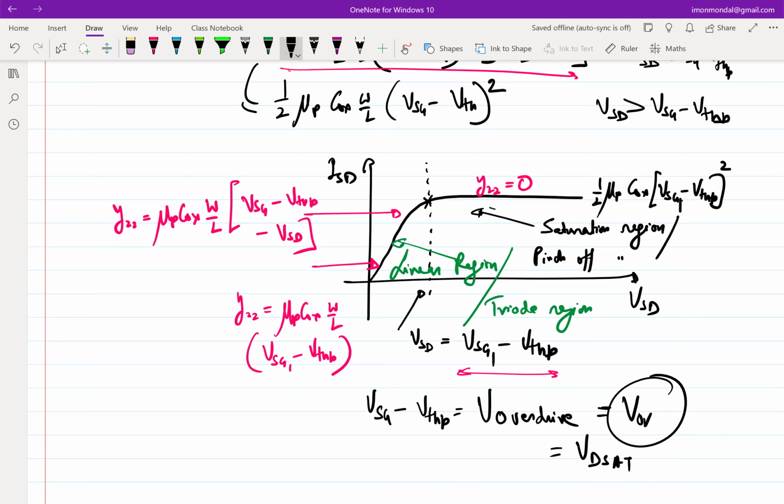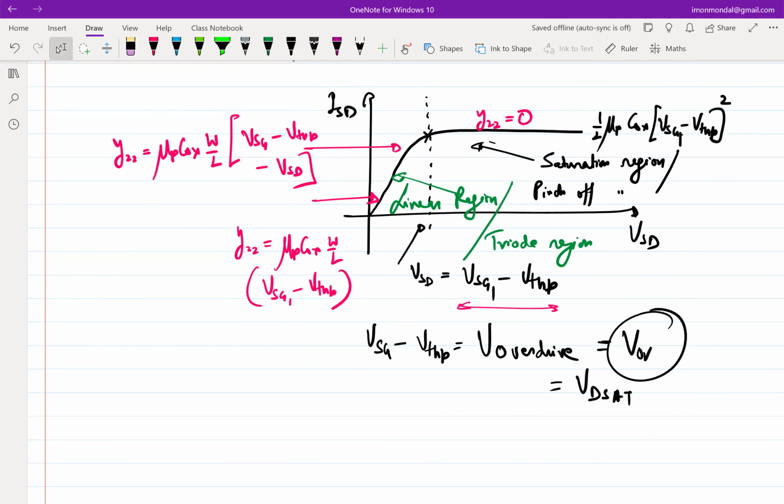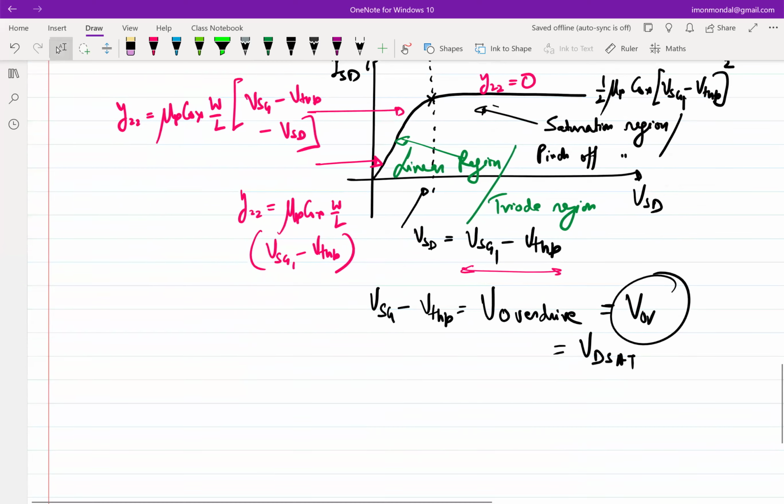So this is good. So what is happening to Y21 then? This is Y22. What is happening to Y21? So Y21 in saturation region of operation will be, can you help me out?